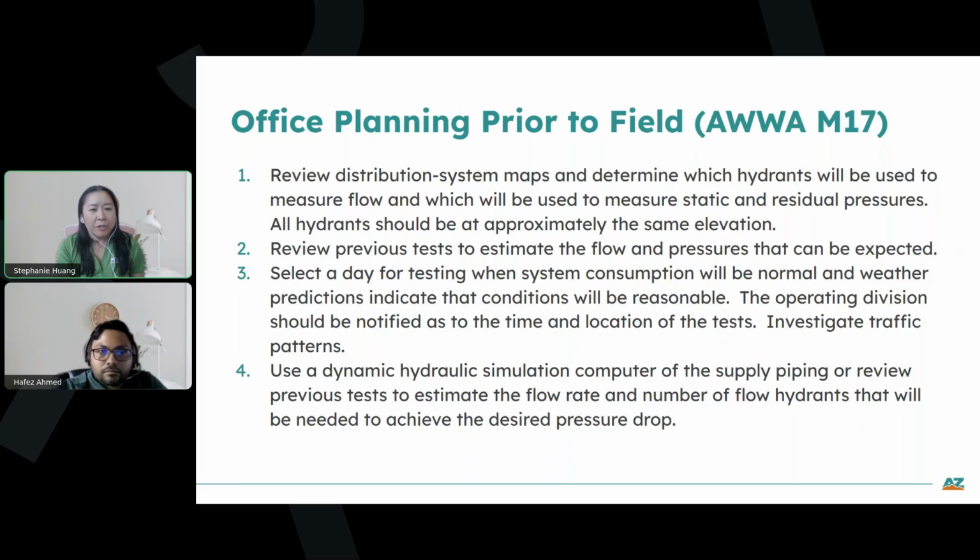Four, you can use a dynamic hydraulic simulation computer modeling of the supply piping or review previous tests to estimate the flow rate and number of flow hydrants that will be needed to achieve the desired pressure drop.